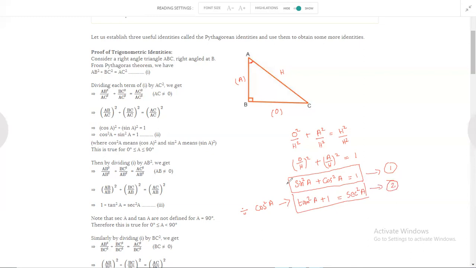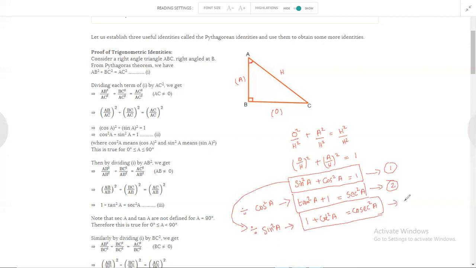Now for getting the third identity, the same thing: divide the first identity throughout, each and every term, by sine square A. So sine square A by sine square A is 1, plus cos square A by sine square A. Cos divided by sine is cot. So this will be cot square A is equal to 1 by sine square A. 1 by sine, the reciprocal of sine, is cosec. So cosec square A. This is the third identity.